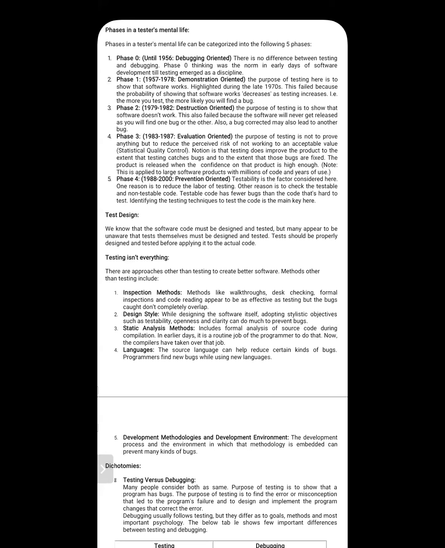Next one, phase 4, 1988 to 2000, prevention oriented. Testability is a factor considered here. Nothing but testing is considered. One reason is to reduce the labor of testing, the other reason is to check the testability and non-testability of codes.